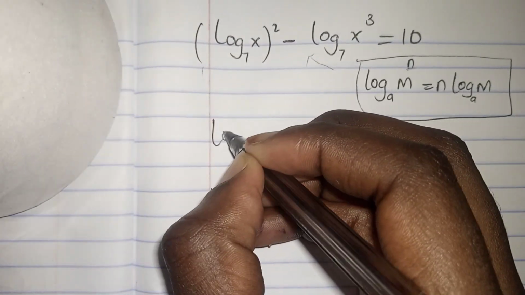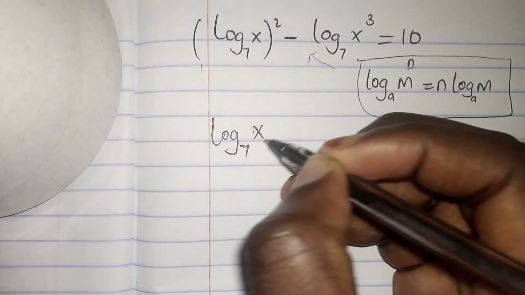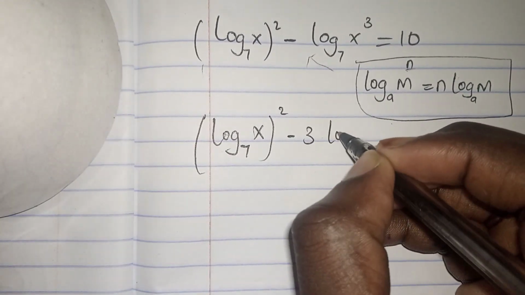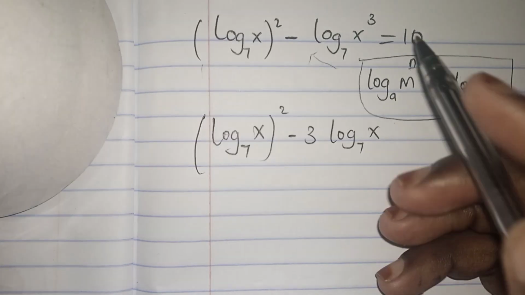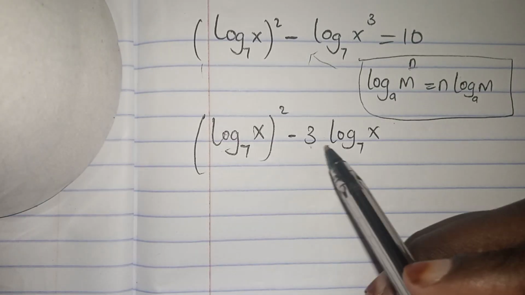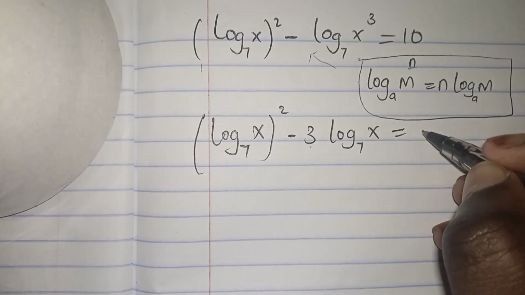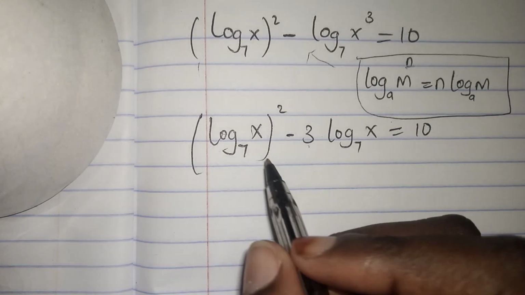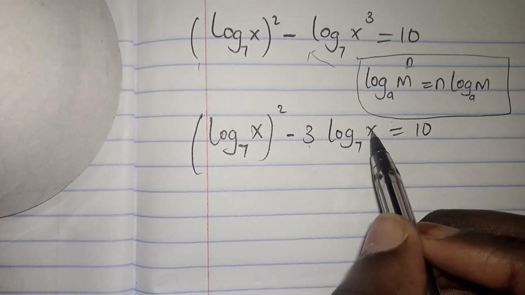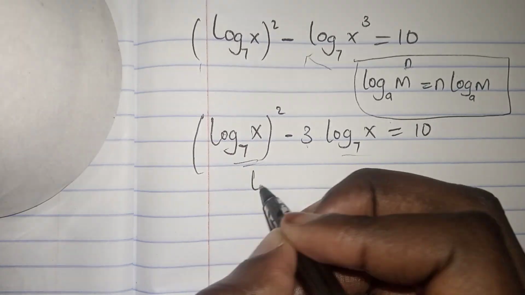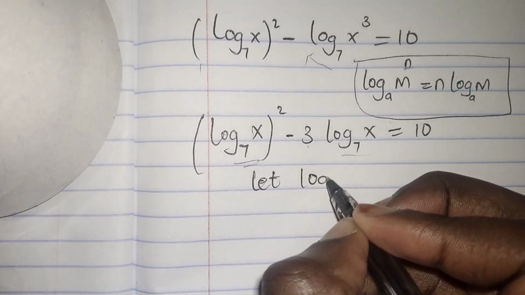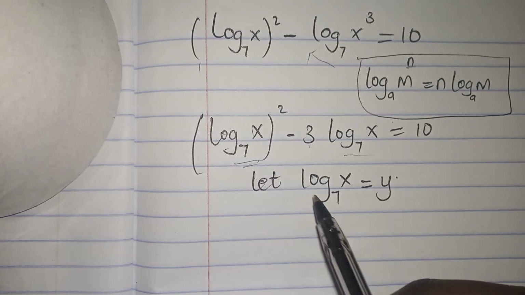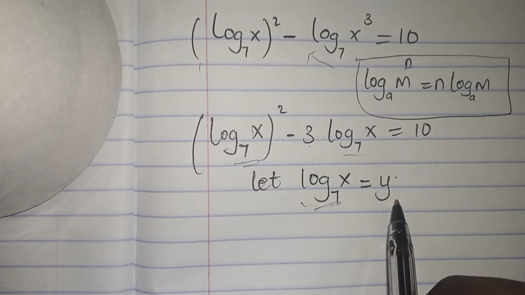This means that (log x base 7)² minus 3 log x base 7. So we've brought this 3 before the log, and it is equal to 10. Okay, our next step: log x base 7, we've made it common. So we are going to say let log x base 7 equal y. So where there is this, we are replacing it with y.